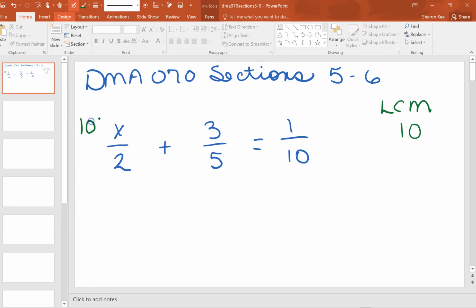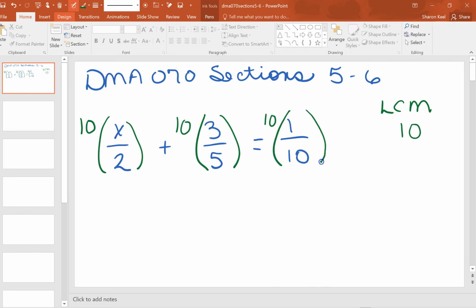You're going to take the least common multiple and multiply it times every term that you have in your problem. Our objective is to make the denominators cancel out, and we have a simple algebraic expression to solve. 2 goes into 10 5 times, and here I'm left with 5x. 5 goes into 10 twice. This is an addition. 2 times 3 would leave me with 6. And here the 10's cancel, and I'm left with just the number 1.